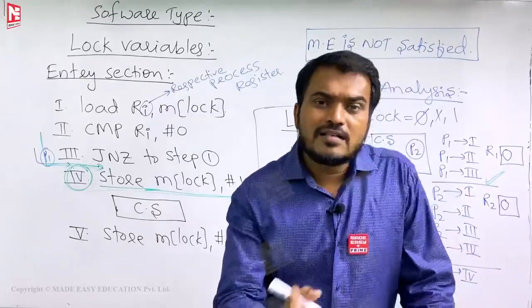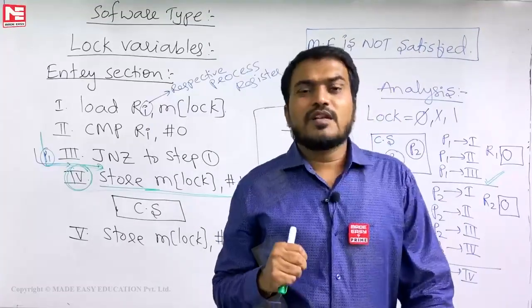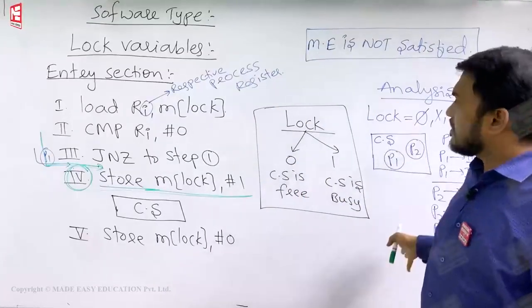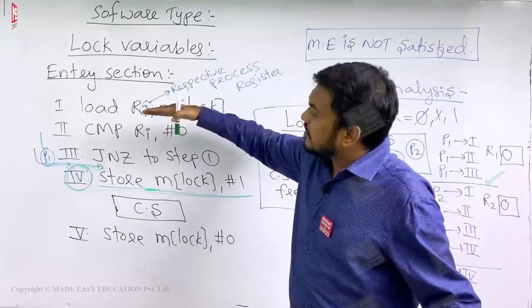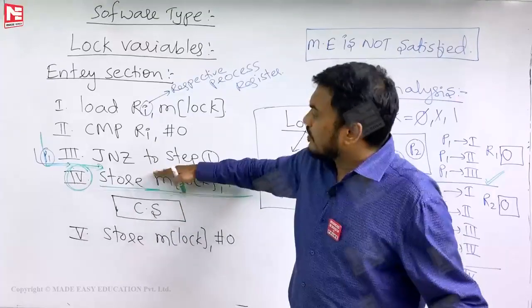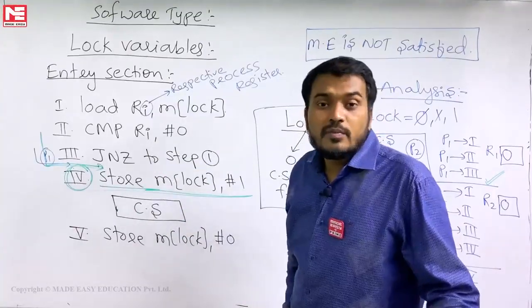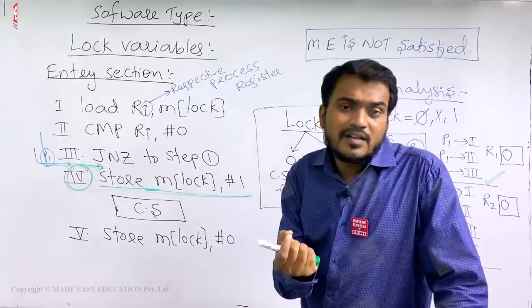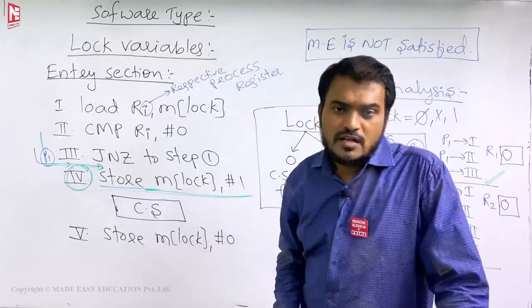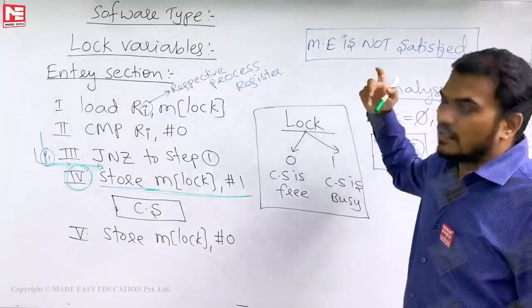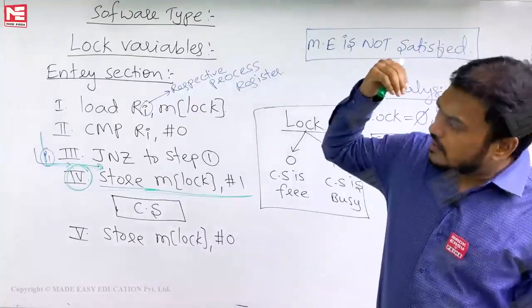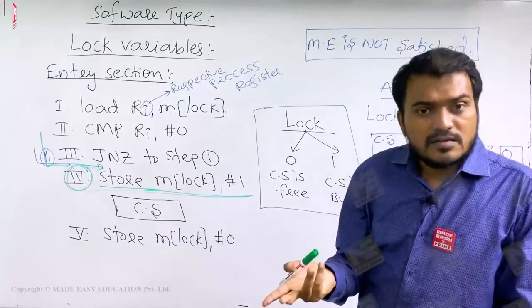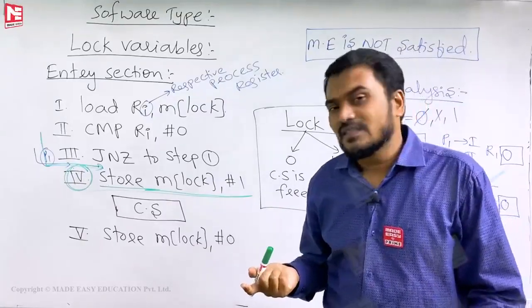Then he will also ask the simple question of whether mutual exclusion is satisfied or not satisfied. So you have to do the proper analysis: what happens if I take preemption here, what happens if I take preemption here, what happens if I take preemption here. You have to check all possible cases, and if you find even a single case where both processes come into the critical section, it means mutual exclusion is not satisfied. If you try all possible ways and only one process comes into the CS, it means mutual exclusion is satisfied. Is the point clear?